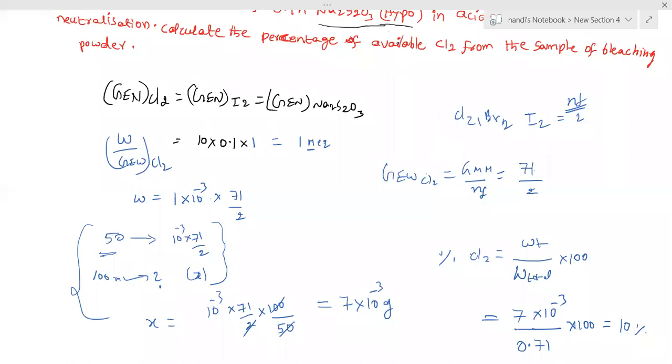Surely I will make it today. I will spend at least an extra half an hour to more than 1 hour on it. Some people are asking how to calculate the n factor also. I will try to upload that, as well as the iodometric titration.